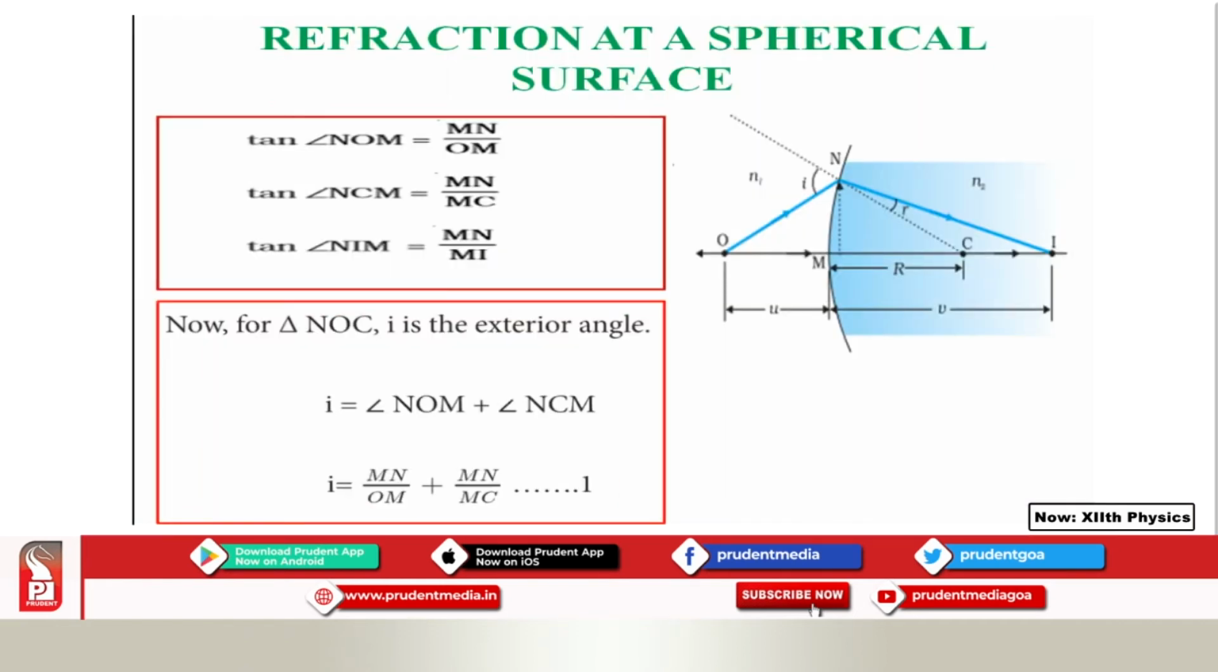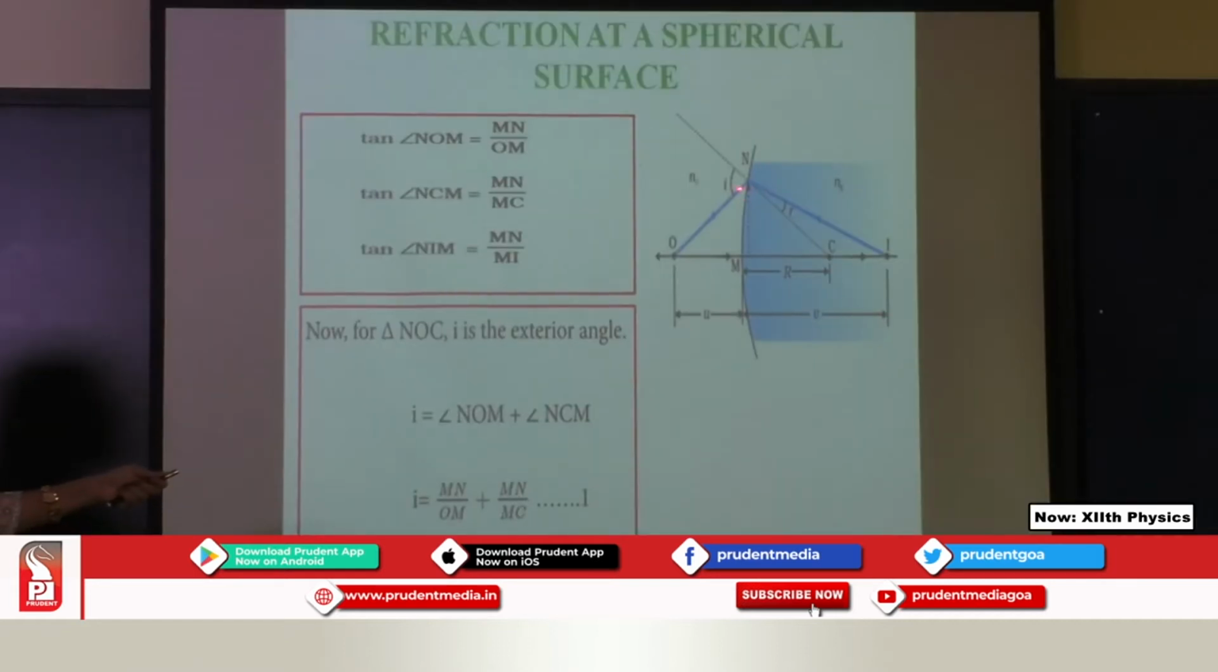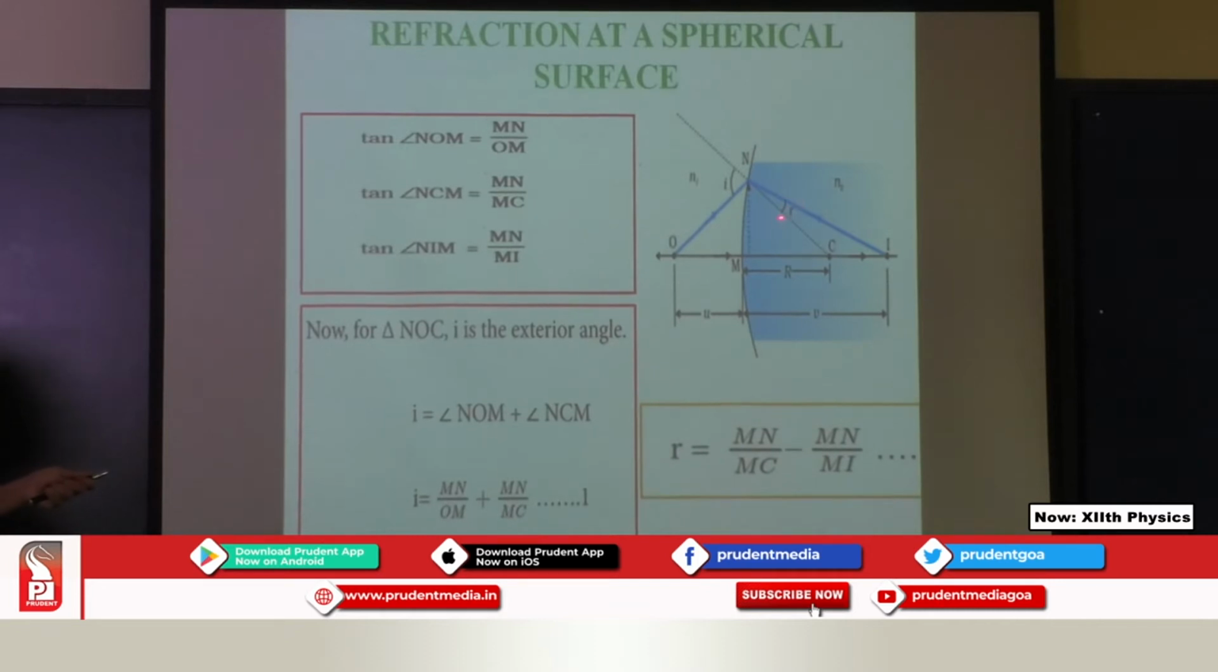Now, for the triangle NOC, you can see I is an exterior angle. This I becomes an exterior angle, and we know from our previous knowledge that this angle is the sum of NOM and NCM. We have already got NOM and NCM from the previous step. So just substitute, and you will get equation number 1. Here I have got the angle of incidence. Now let us get the angle of refraction. Concentrate on this triangle NIC.